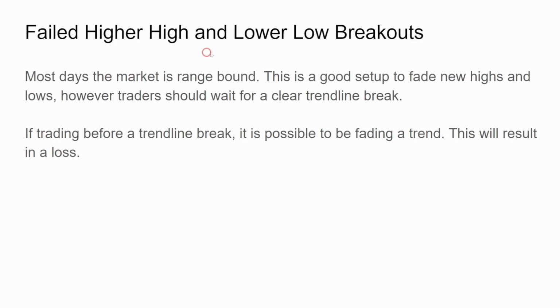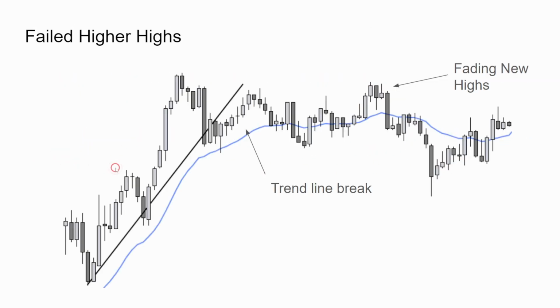Failed higher high and lower low breakouts. Most days the market is range bound. This is a good setup to fade new highs and lows. However, traders should wait for a clear trendline break. If trading before a trendline break, it is possible to be fading trend. This will result in a loss.